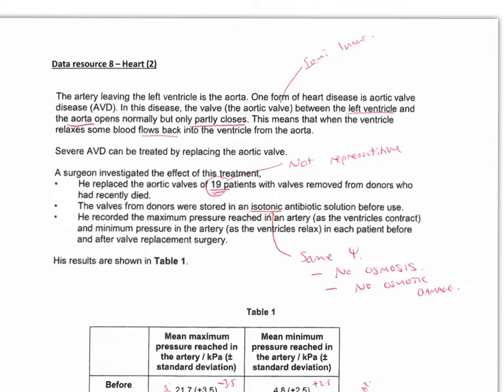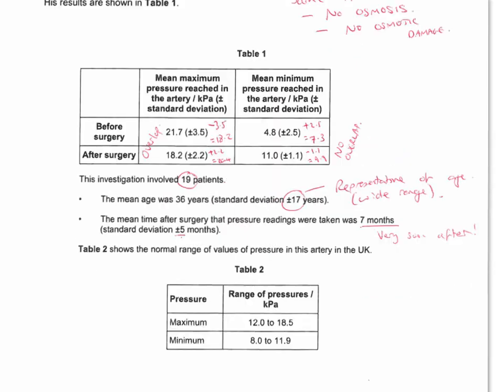Some things that we can pick up that are also important before we carry on. So you can see it's 19 patients, so that's not representative, it's a very small sample size. And also the word isotonic is a key word, so we know that this is the same water potential. And it links on the idea that there's no osmosis, so there'd be no osmotic damage, there'd be no bursting or shrivelling. So that must be to protect the valves, to stop water moving into the valves and damaging them, or water moving out of them and shrivelling them up so that they can function.